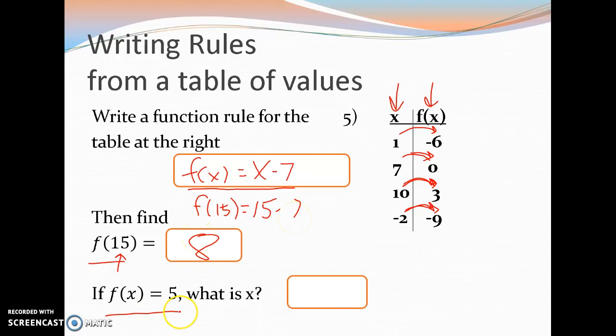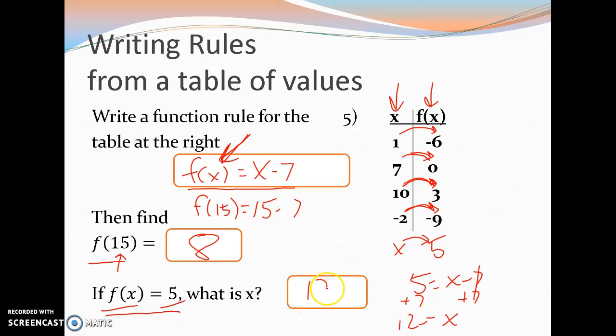But if it's written like this, if f of x gives you a 5, that means there's an x value that gives you a 5 back out. So that means the f of x is 5, and we can write our equation as 5 equals x minus 7. We're just replacing the f of x with a 5 here. And so we want to figure out what x is. We want to get the x by itself. We're going to add 7 to both sides so that x is 12.